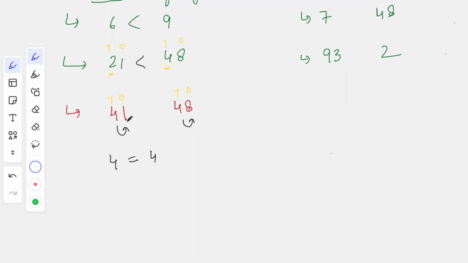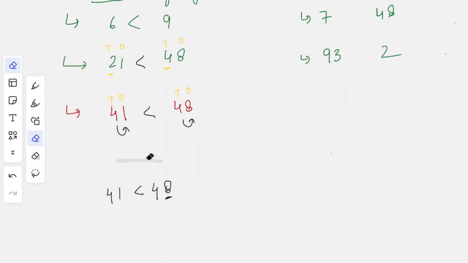So we'll now compare the digit at ones place, which is 1 and 8. Now, which one is the greater number here? 8. It means 1 is smaller than 8, right? So the number which has 1 at ones place will be smaller than the number which has 8 at ones place. So 41 is smaller than 48. Okay? Got it? All right. So it is very simple, nothing complicated. Just follow the same process. Okay?